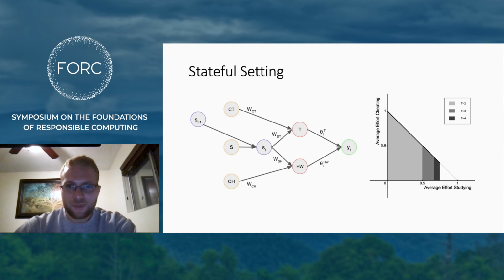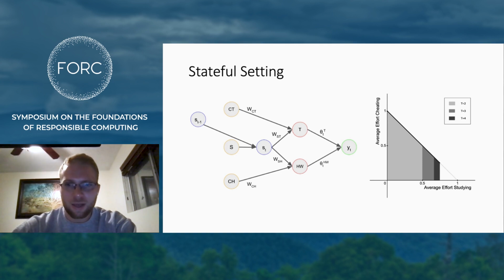Now let's see what happens when we take multiple time steps into consideration in this classroom setting. Having multiple time steps at the principal's disposal is a realistic assumption in this setting, since students are often evaluated multiple times throughout the course of a semester by their teacher. In this example, we assume that the effort spent studying accumulates over time in the form of an internal knowledge state, while cheating does not. This knowledge state affects both the student's test and homework scores.